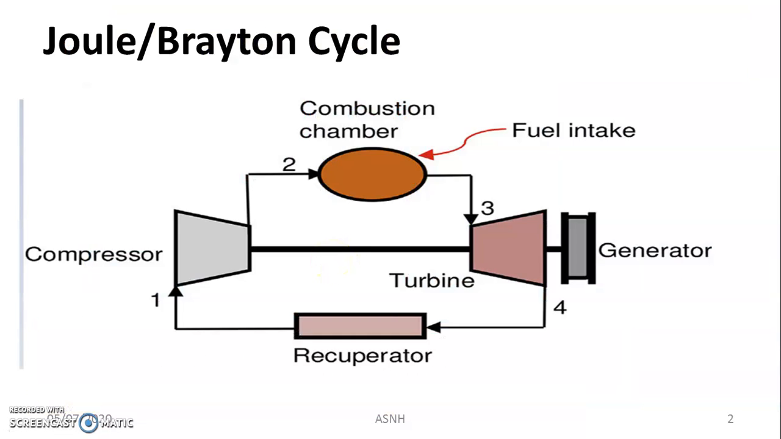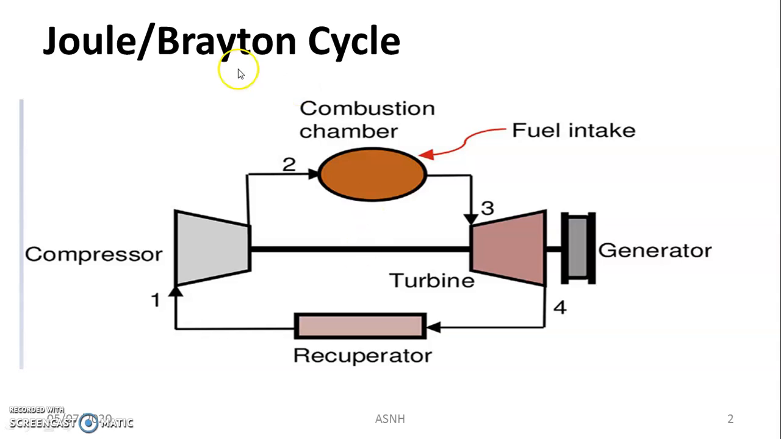Another name of the Joule cycle is the Brayton cycle. It is also called a constant pressure cycle. So students, this particular cycle is implemented in all kinds of gas power plants as well as in gas turbine applications.